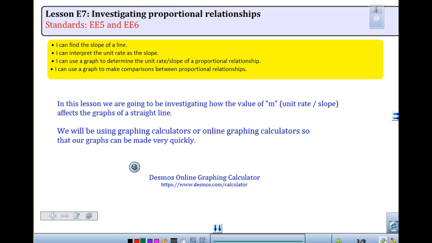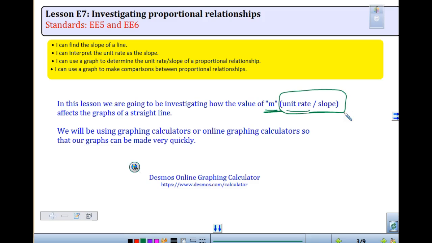As you are looking at E7 in our notes, today we are going to be looking at slope, and the letter that we use for slope is M, and that's our unit rate or slope. So those two things kind of mean the same thing. There are graphing calculators that we could use up here, but we're going to use the online one.